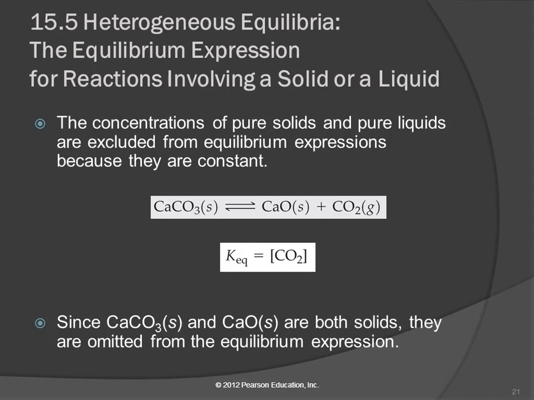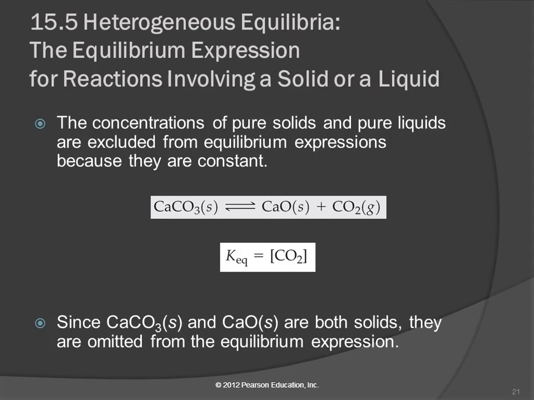What about when we have a heterogeneous situation where we don't have aqueous this and aqueous that, but we've got solids and gases and liquids? For the equilibrium constant, we do not include concentrations of pure solids and pure liquids because their concentrations are constant. I mean, how do you find the concentration of a solid? Like solid ice.